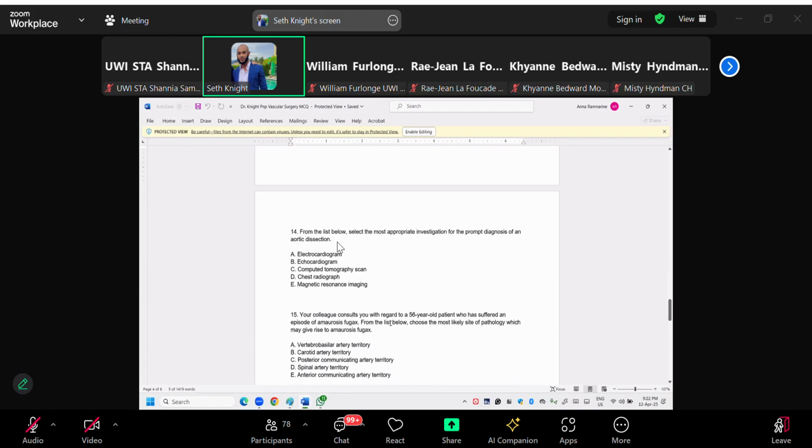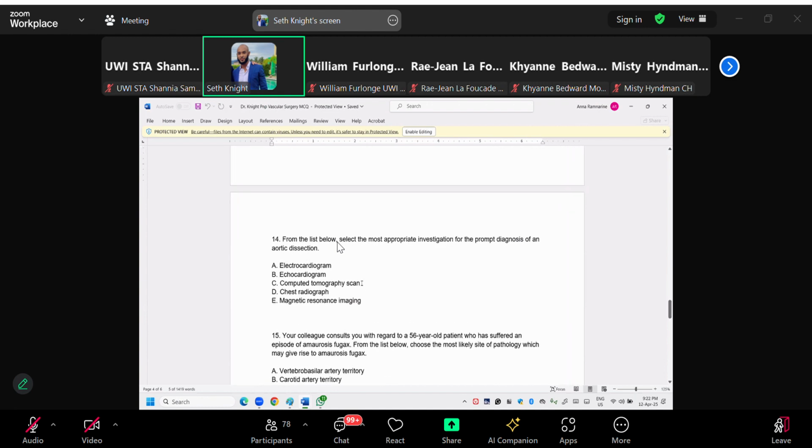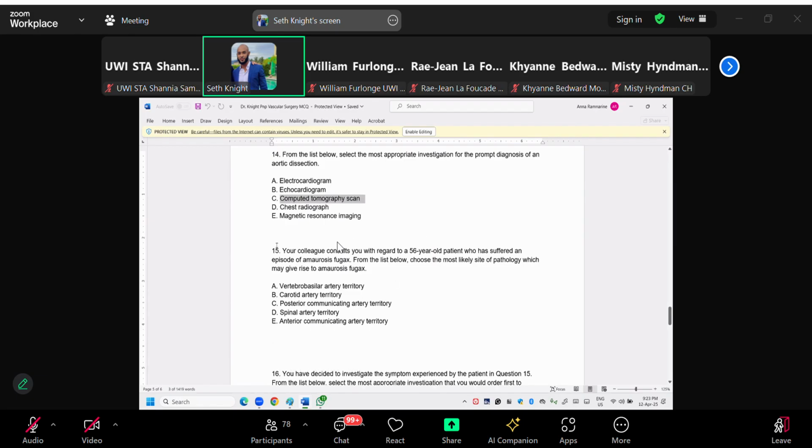Good. Number 14, which one of the following is the most appropriate investigation for the prompt diagnosis of an aortic dissection? Thank you for not choosing echocardiogram. Thank you for choosing CT scan. You are 100% correct. A transesophageal echocardiogram is not superior to a CT scan for aortic dissection. A CT scan is the first line investigation for diagnosis of an aortic dissection. So excellent. Good. Number 15.